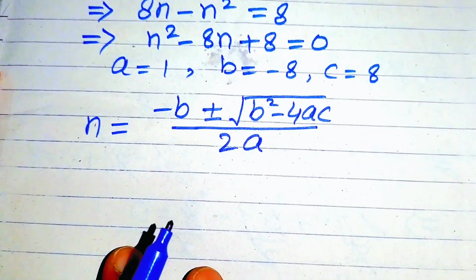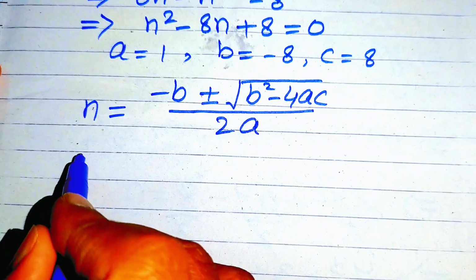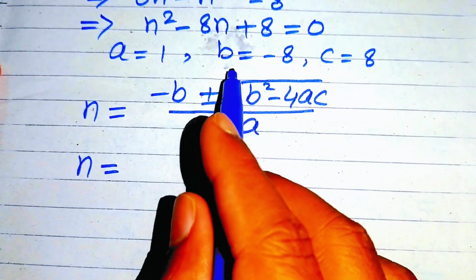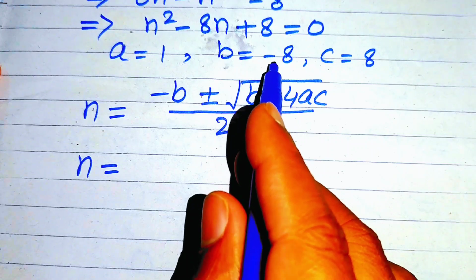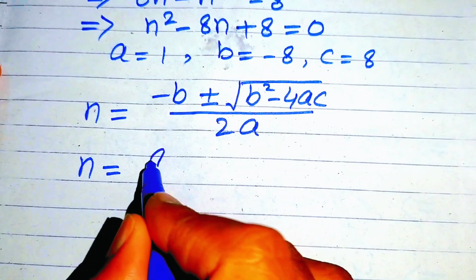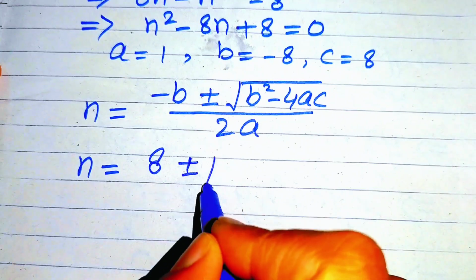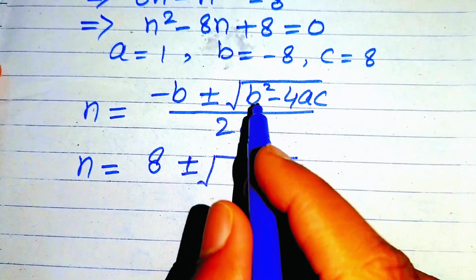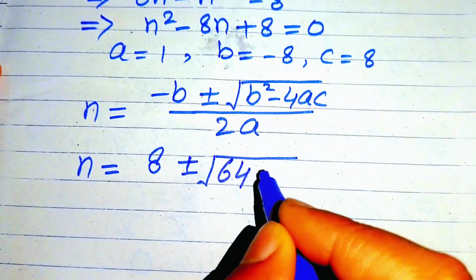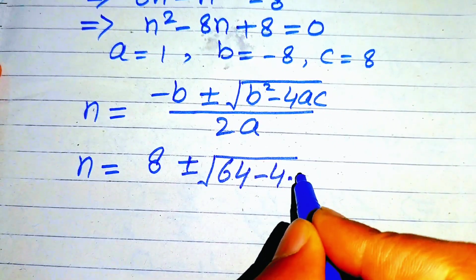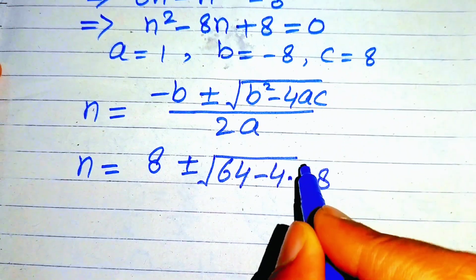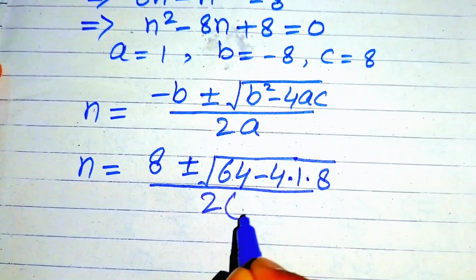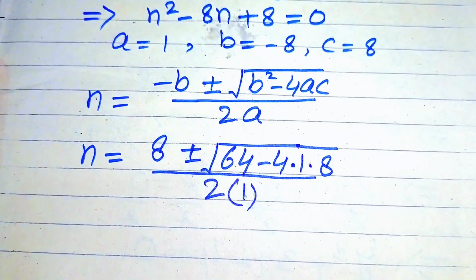Now we substitute the values of a, b and c in this formula and we obtain n equals minus b, and the value of b is minus 8. So when we substitute it here, it becomes plus 8 and plus minus square root of b square, and b is minus 8 and minus 8 square becomes 64, and minus 4 times ac, where a is 1 and c is 8, and its whole square root divided by 2 times a, and a is equal to 1.